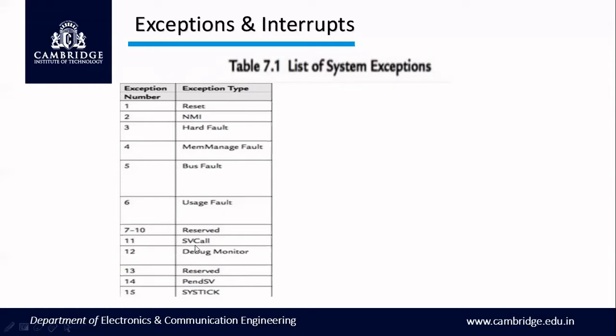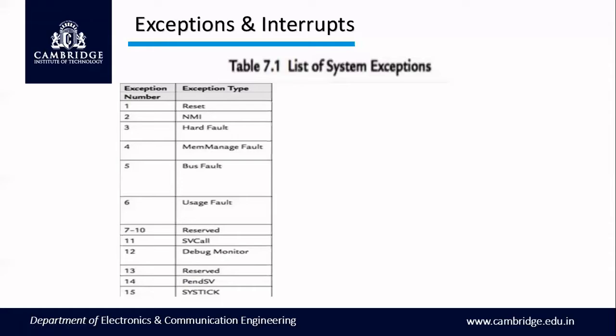Exception number 11 refers to SVC, which is the supervisor call. It is a type of call instruction used to request privileged access to the hardware or the registers. So SVC is basically used to get into the privileged access level. Debug monitor is exception number 12, which is used for monitoring or taking care of debug operations, or raising an exception when various debug operations are in process, like breakpoints, watchpoints, and so on. Exception number 13 is not used, it has been reserved.